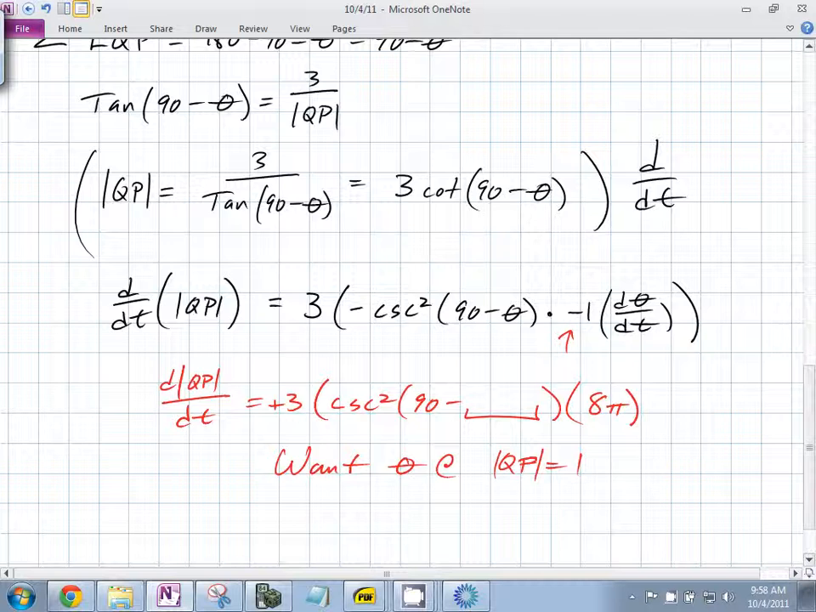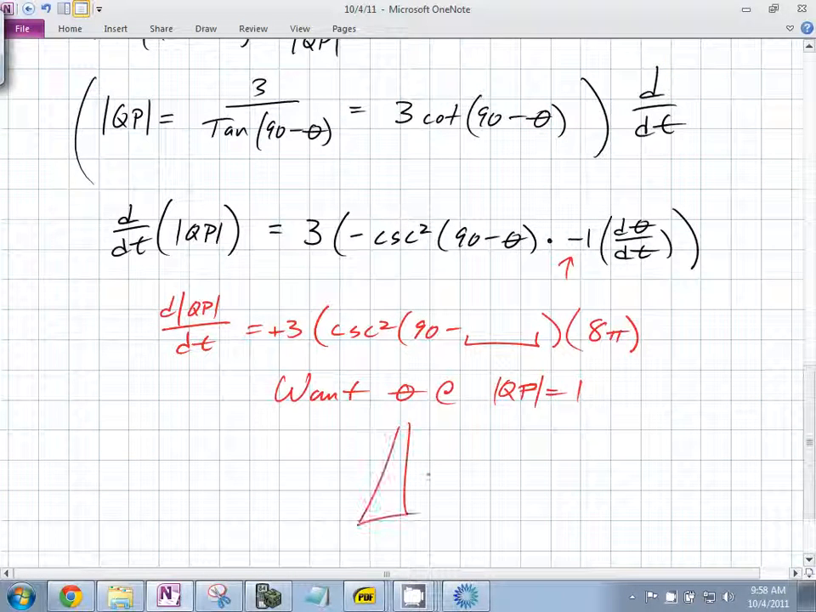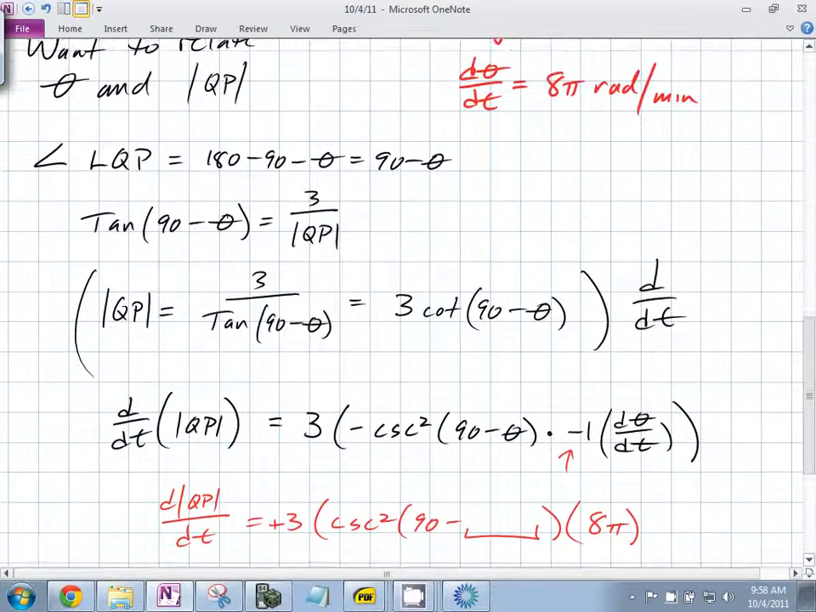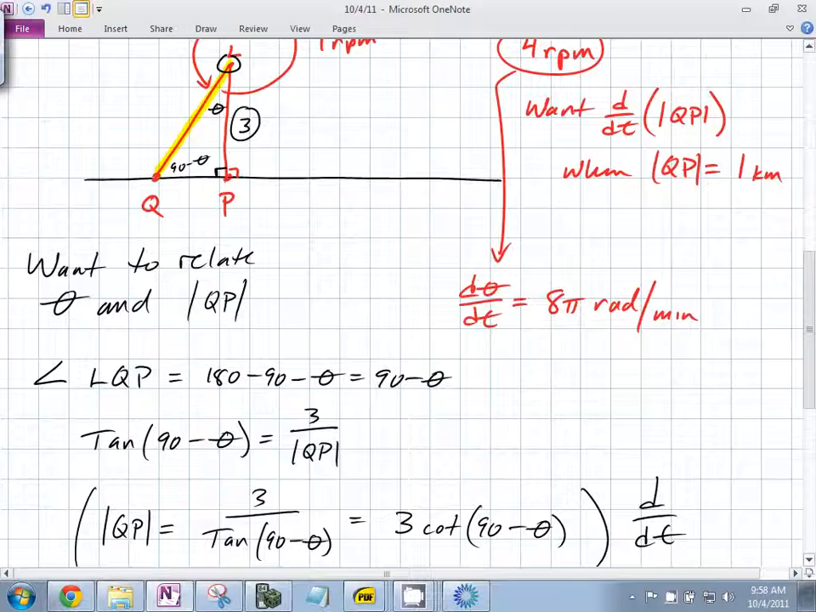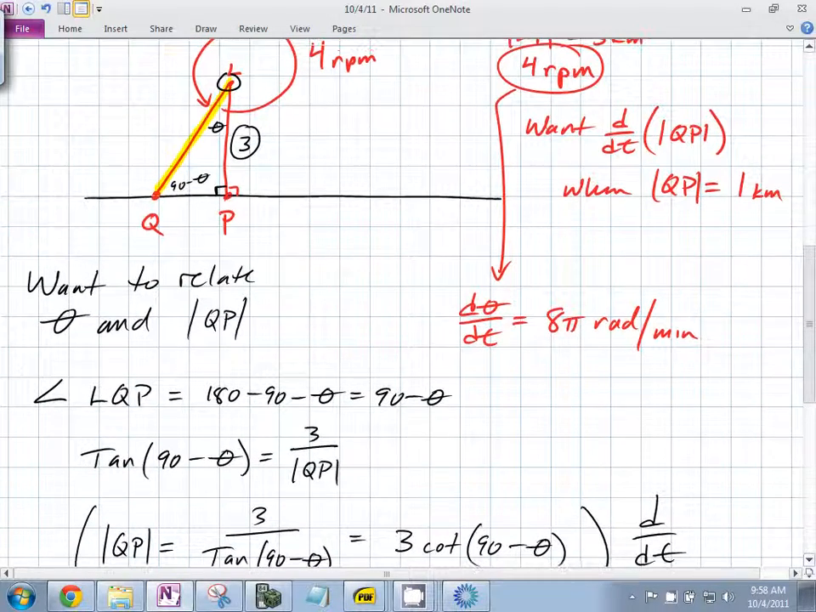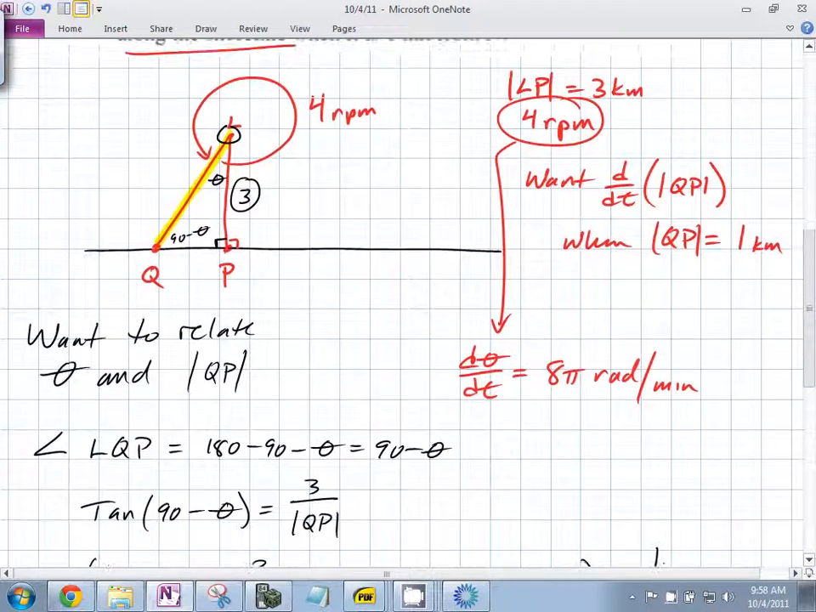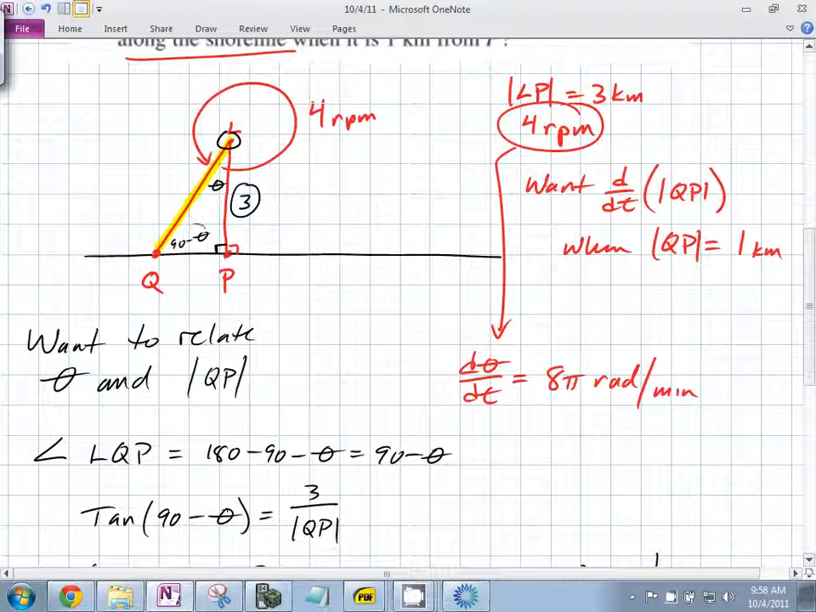We're missing theta when QP equals 1. So we have a triangle here. It's 3, 1, and we want this theta value, right? The inverse tan of what? Of 3. Isn't theta on top? Oh, yes, I'm sorry. We have to be careful. Hold on, this is important, everybody. We have to be very careful here. This theta, we wrote it as 90 minus theta. This theta is still this theta right here.